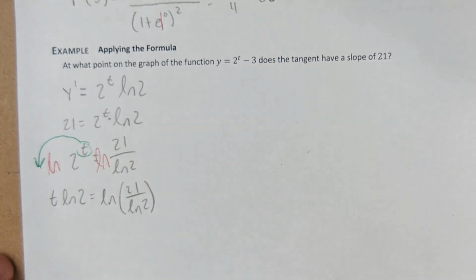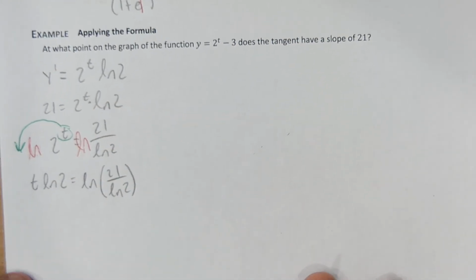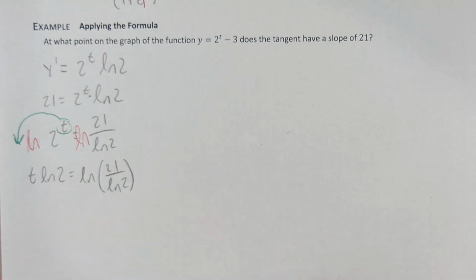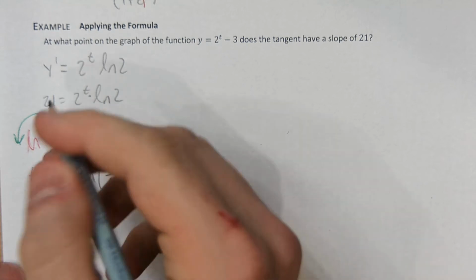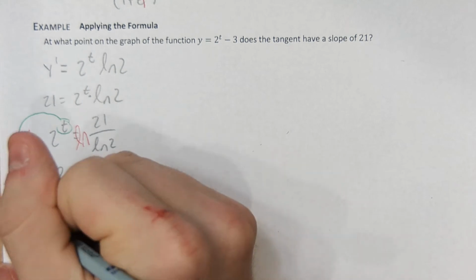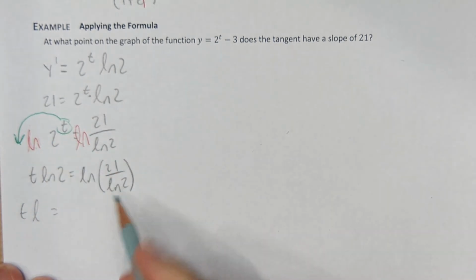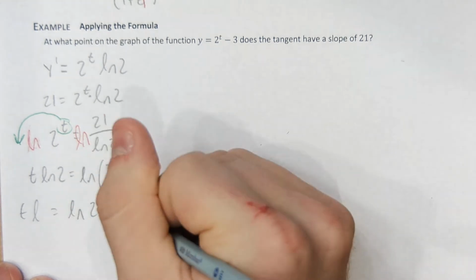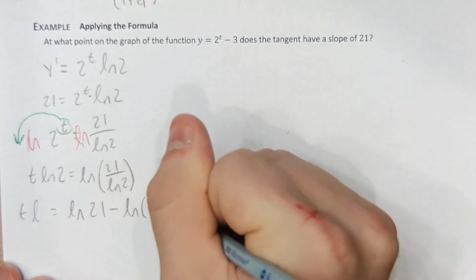I know, it's wild, right? Nested ln's. And last but not least, if you would like to get t by itself, you just divide both sides by the ln of 2. Well, that would be nested logarithms with a fraction inside a fraction. So before I divide both sides by ln of 2, I'm going to use a log rule here, and say that this is the ln of 21 minus the ln of 2.